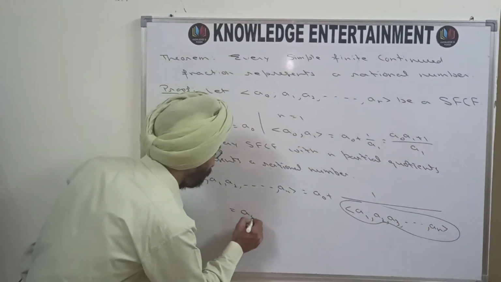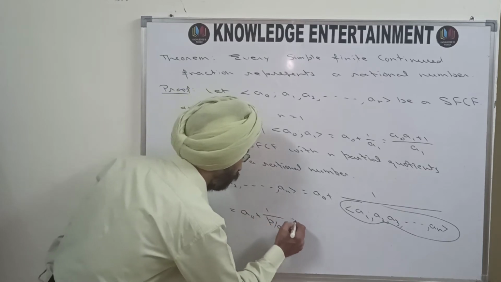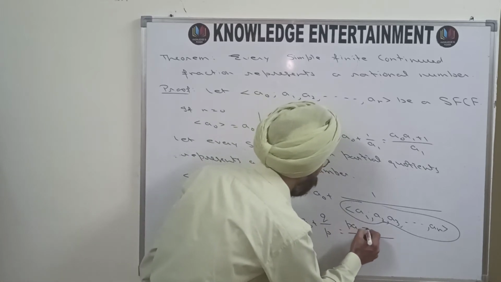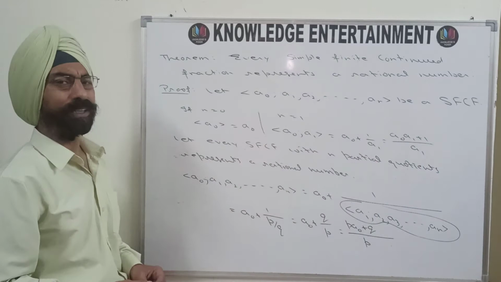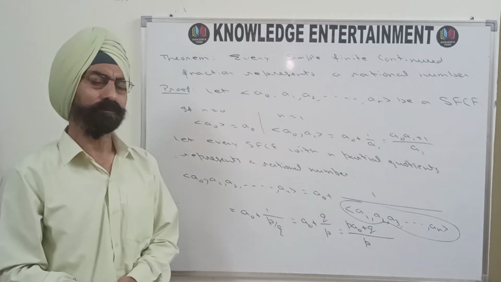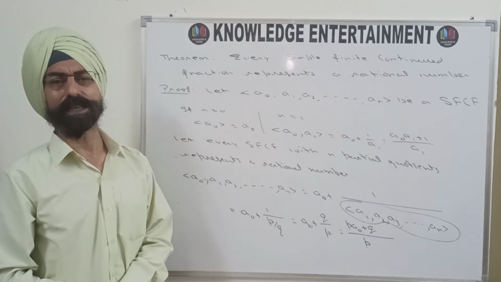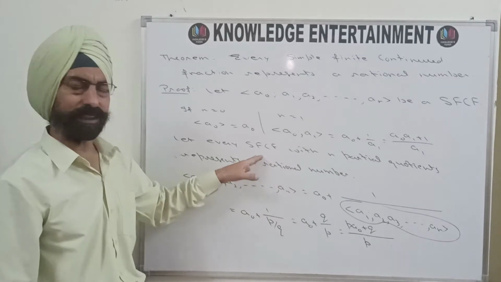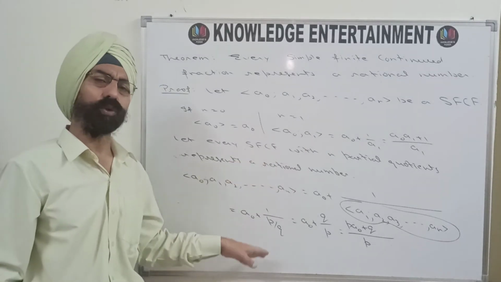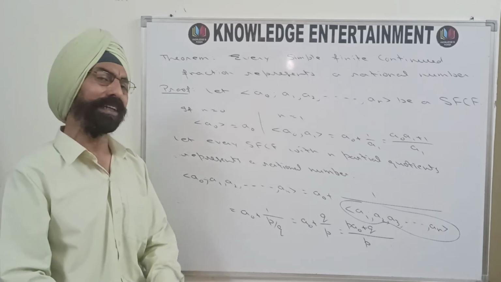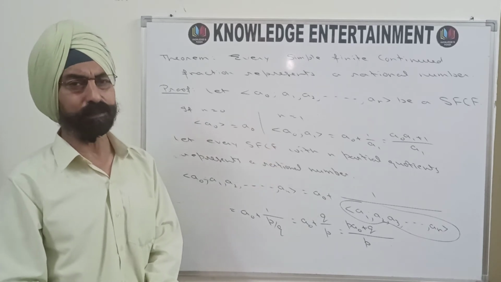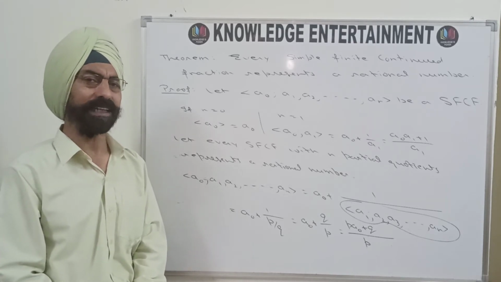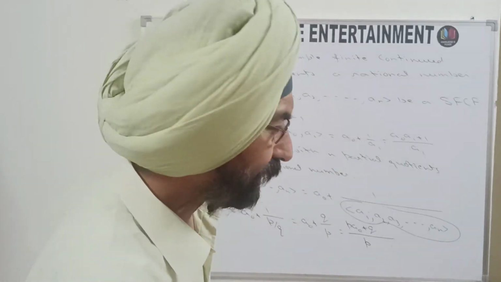So what you are going to get is that a0 plus 1 upon P by Q, or you can say a0 plus Q upon P, or you can say (P a0 plus Q) upon P, which once again is a rational number. That means the final step of principles of mathematical induction is complete. We have shown that the result is true for n is equal to 0 or 1. We have assumed that the result is true for n partial quotients, and we have shown that if the number of partial quotients is n plus 1, even then this simple finite continued fraction represents a rational number. So by principles of mathematical induction we have shown that every simple finite continued fraction represents a rational number.